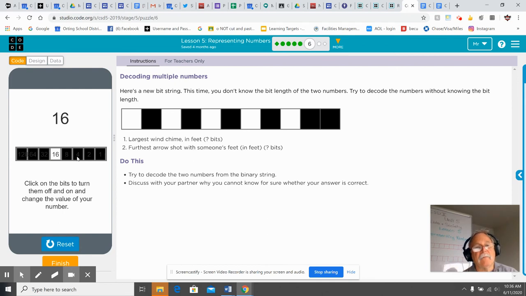So the 8 we want to leave. We use a 4. There it is, 20. And that's it. So on a 1, 2, 3, 4, 5, that would be a 5-bit widget. Okay, so that kind of gives you an idea.